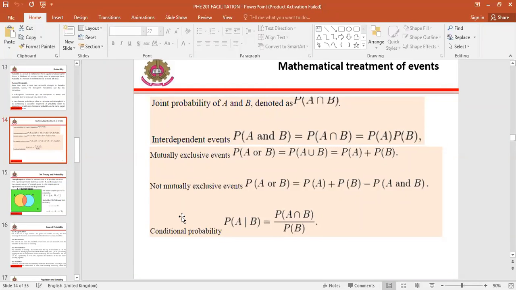Now, they said if it is not mutually exclusive, which means the two can happen. You get it? When it's mutually exclusive, one will happen. But if it is not mutually exclusive, it means the two can happen. So it means A plus B minus A and B. So you have to subtract this.